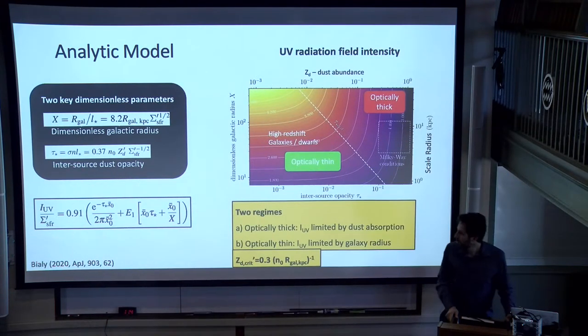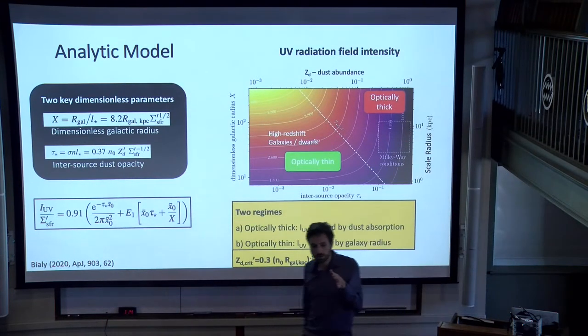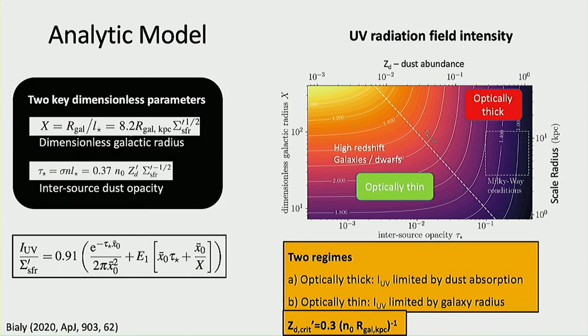I will not derive this with you. Here are some games with math, and you get this result, the UV intensity divided by the star formation rate, because there's easy scaling with the star formation rate. But rather than just being a constant, as we said, it depends on metallicity and other things. There is first one term that represents the nearby sources or the nearby stellar cluster. And then this is the first exponential integral.